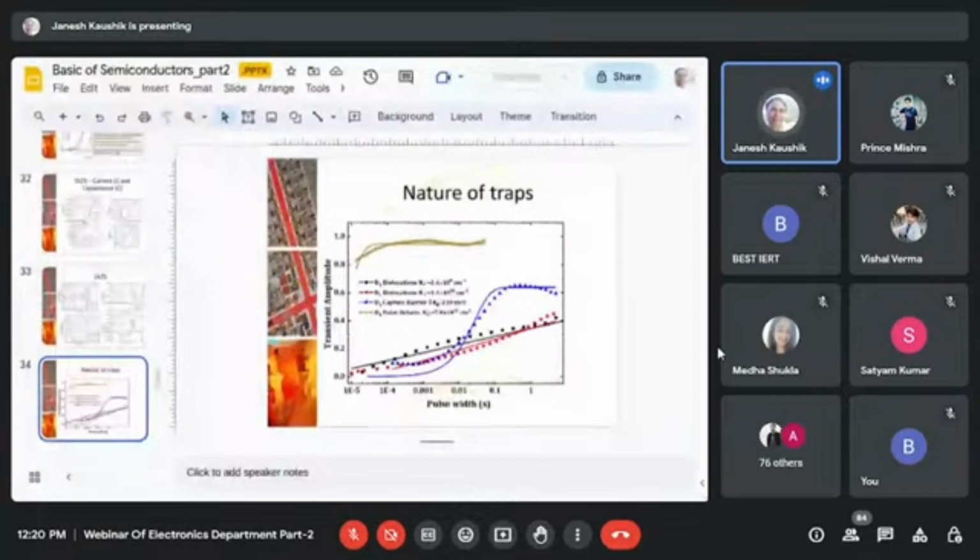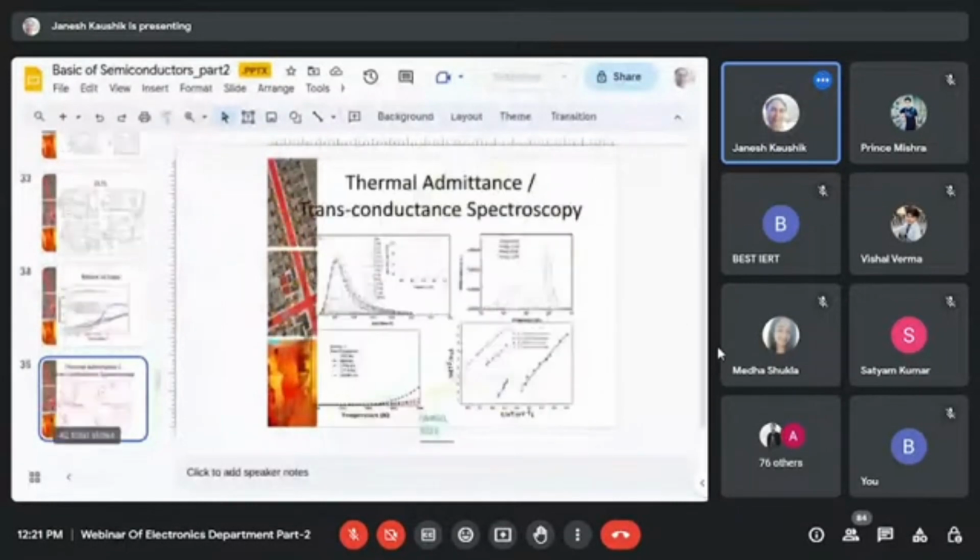Now we can give feedback to our material people, growth people, that this trap is not required or this trap is required, and the location of this trap should be a different one. That is very important feedback, which is valuable not only to material people but also to the fabrication people, who make the final devices.